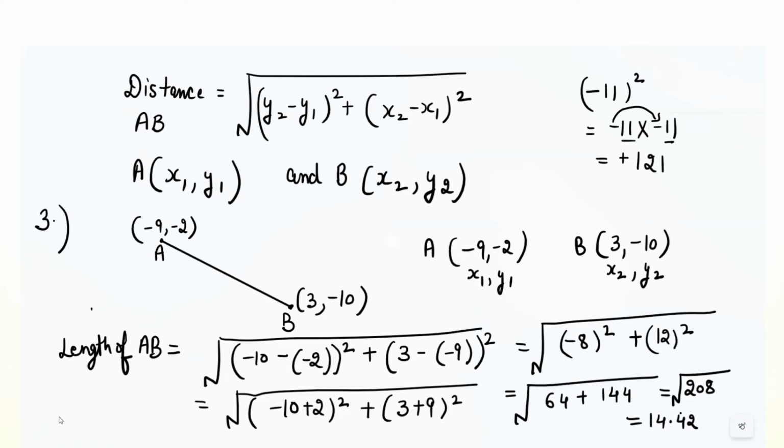which is equal to 14.42. So I hope you understand how to use the distance formula if the line segment is given to you or the 2 points are given to you.